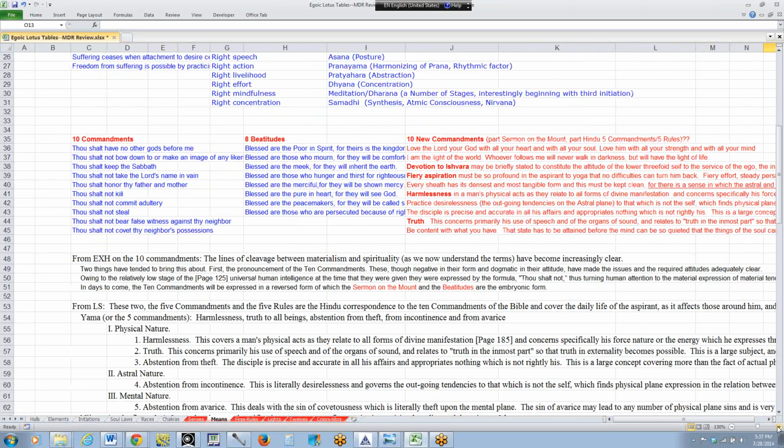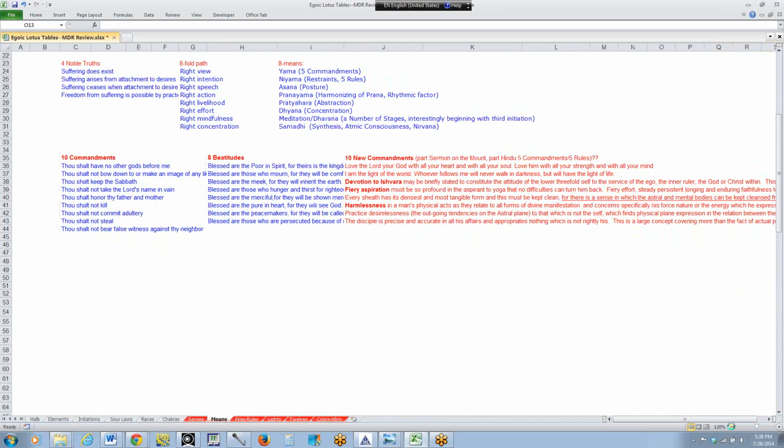he's not saying when, it might have been Moses, 4,000 years ago, or it might have been much earlier. At the time they were given, they were expressed by the formula "thou shalt not," thus turning human attention to the material expression of material tendencies. In the days to come, the Ten Commandments will be expressed in a reversed form, of which the Sermon on the Mount and the Beatitudes are the embryonic form.